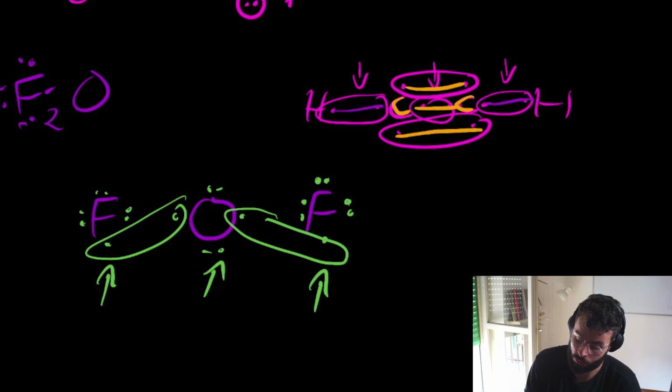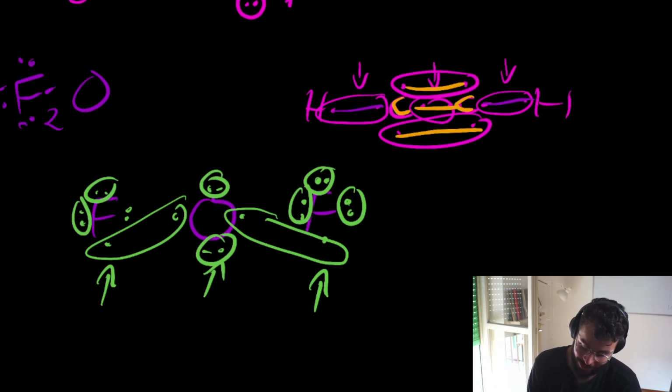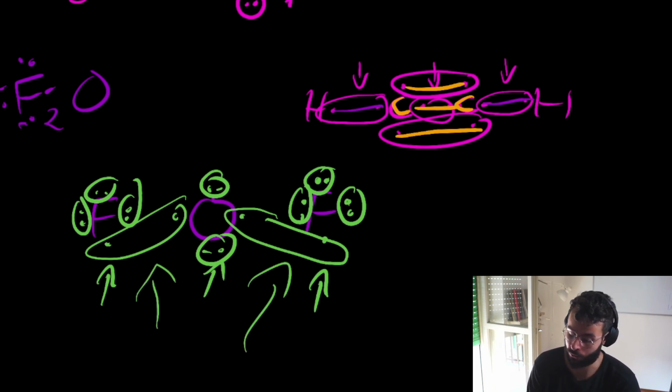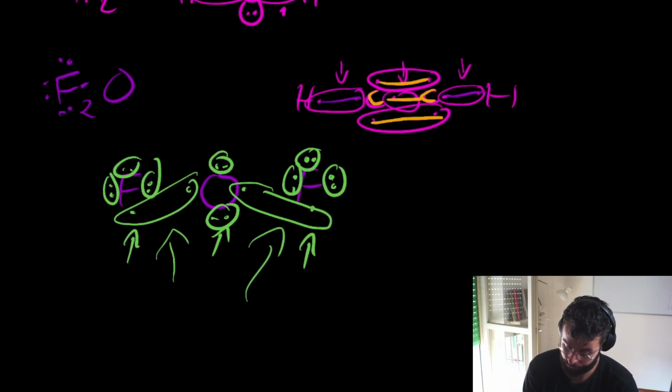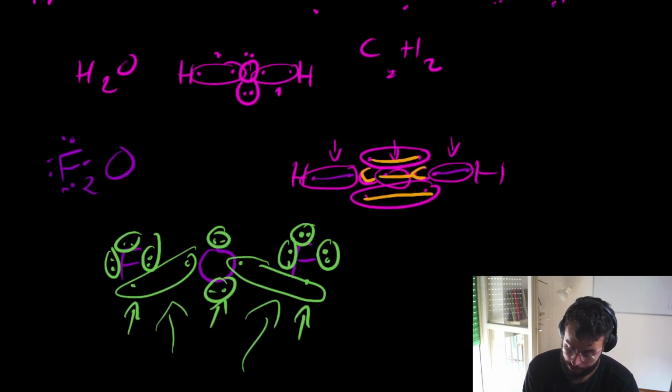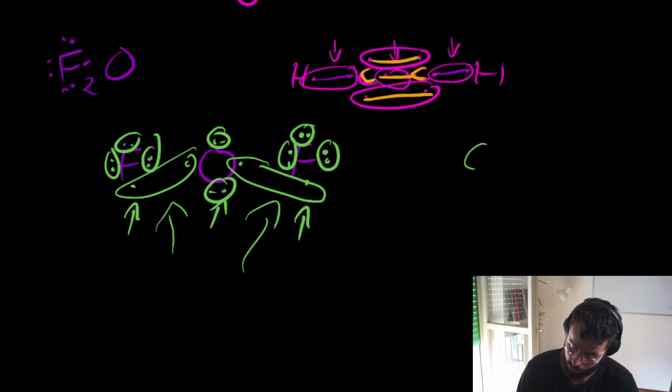Each atom is going to be complete with the octet. So we are going to have a lot of lone pairs all over the molecule. It's going to be a very, very charged molecule. However, we are going to have only a single bond between the fluoride and the oxygen. Let's take another molecule, just for the sake of the example. C2H4.